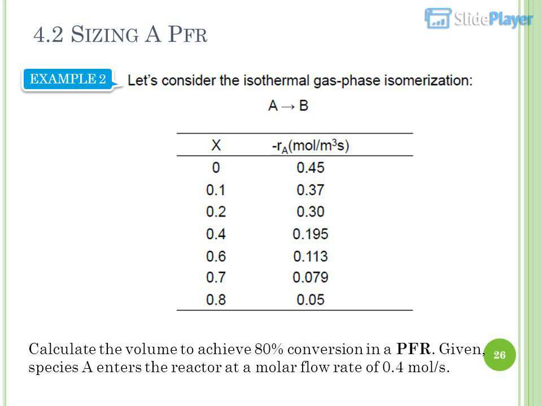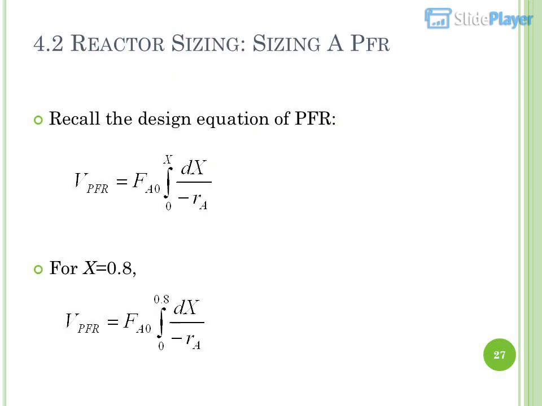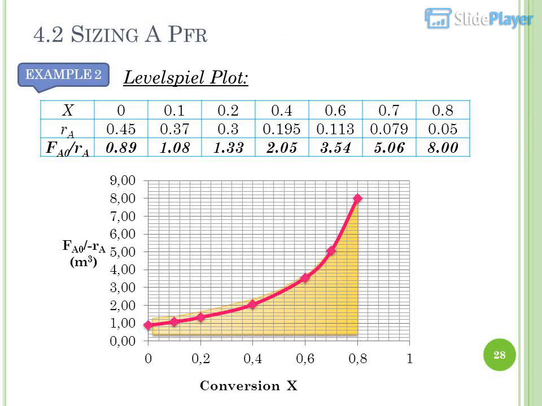Example 2. Calculate the volume to achieve 80% conversion in a PFR. Given that species A enters the reactor at a molar flow rate of 0.4 moles per second. Recall the design equation of a PFR for X equals 0.8. Levenspiel plot data: X equals 0.1, 0.2, 0.4, 0.6, 0.7, 0.8, with minus r_A equals 0.45.